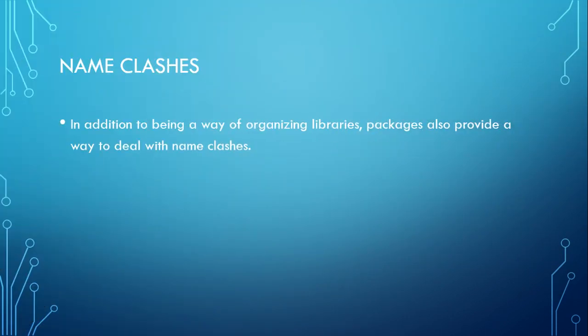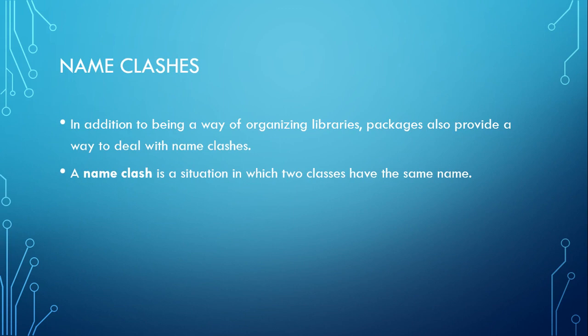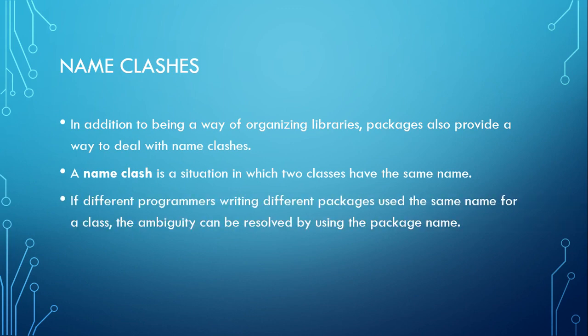All right, one thing to note though is name clashes, and this is something you might want to know regardless of whether you're using Eclipse or trying to code everything out by hand. I always recommend using an IDE. It makes life so much simpler. So in addition to being a way to organize libraries, packages also provide a way to deal with what is known as name clashes. A name clash is a situation in which two classes have the same name. Let's say you have two different programmers writing different packages at the same time, but they're using the same name for a class, and it ended up being used by another programmer. So there might be some ambiguity as to which class you want to use. Well, that ambiguity can be resolved using a package name.